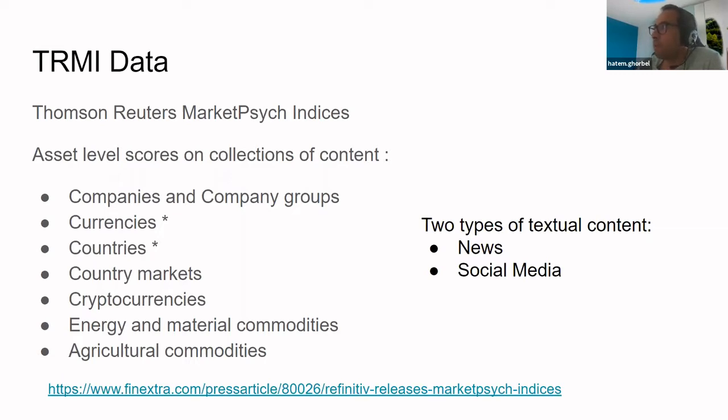And then there are two types of textual content. One is from news, headlines, and the body of these news. And the second is from social media. So this is the link where you can find this data. We had access to this data because we have acquired an academic license from the company Refinitiv, who is distributing this data.